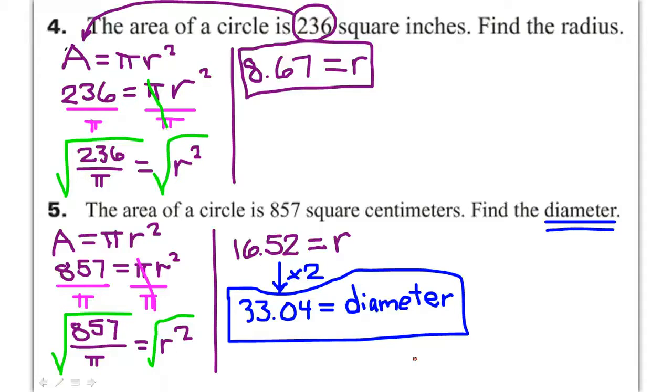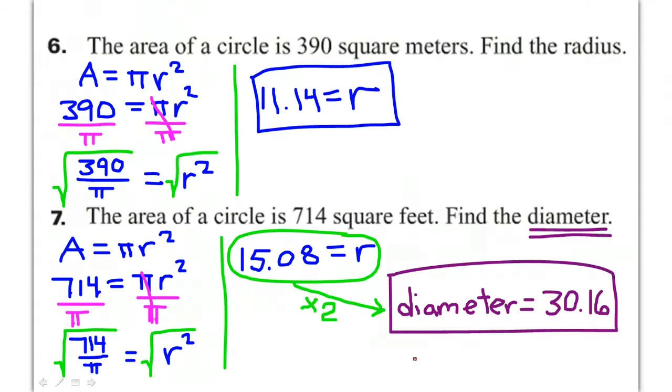All right, make sure that if it says diameter, you go ahead and double that radius. Okay? Do we have to put 2 decimals? Yeah. It said nearest hundredth, so let's do 2 decimal places today. All right, here's 6 and 7. Check your answers 6 and 7.